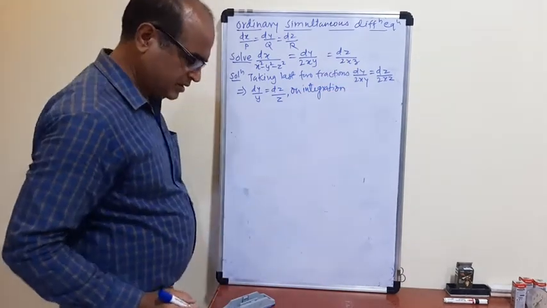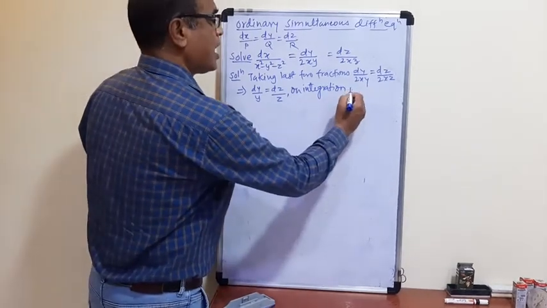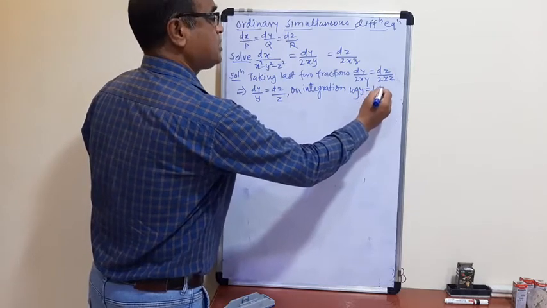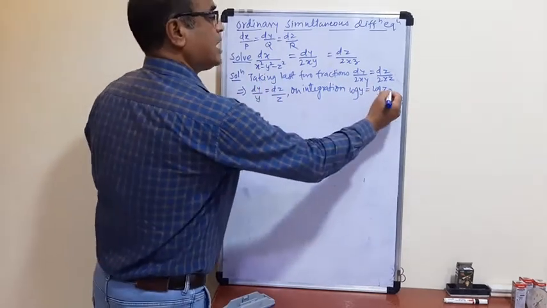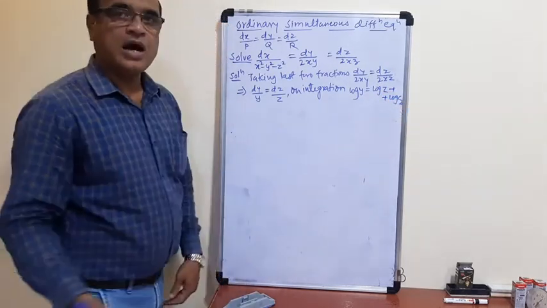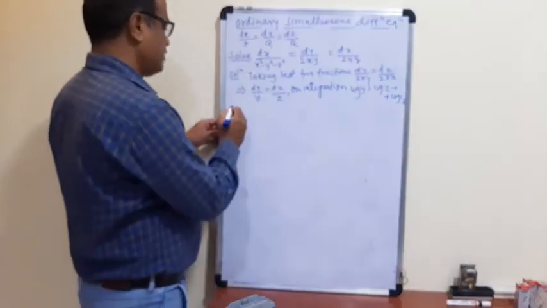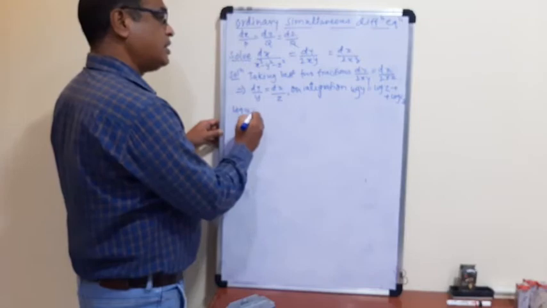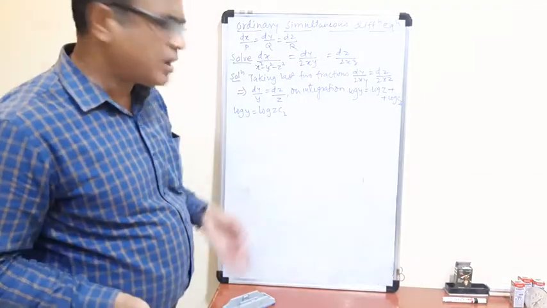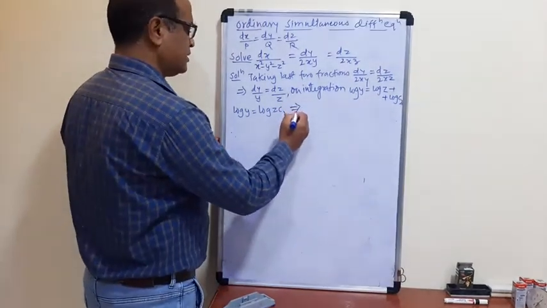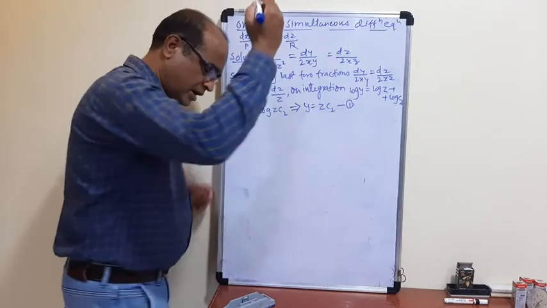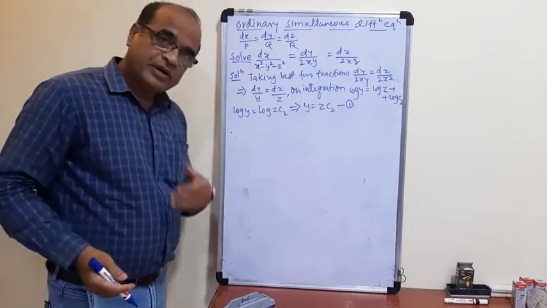what is the integration? This is log y is equal to log z, integration of this is plus log c2. Then what happened? Therefore log y is equal to log z plus log c2, which is equal to log z c2. So this implies that y is equal to z c2. So this is equation number 1, and this is one component of this complete solution.